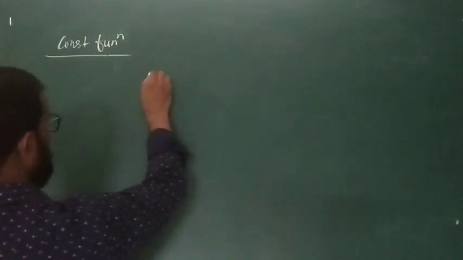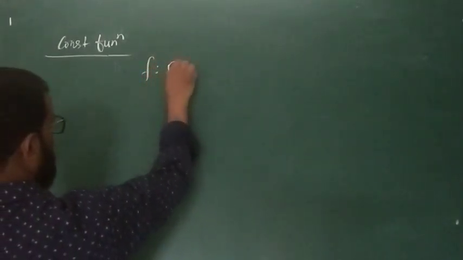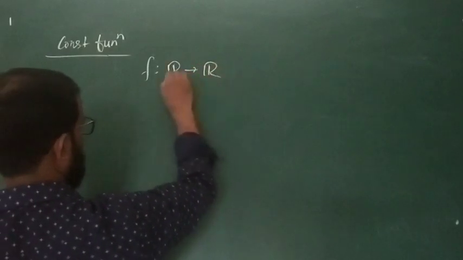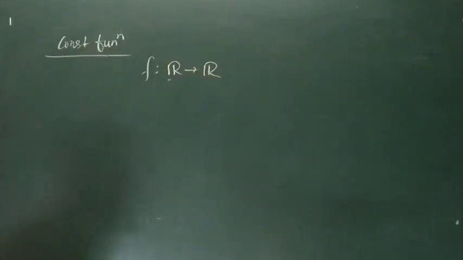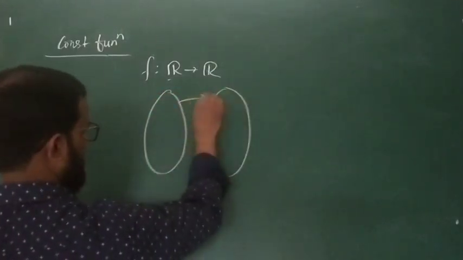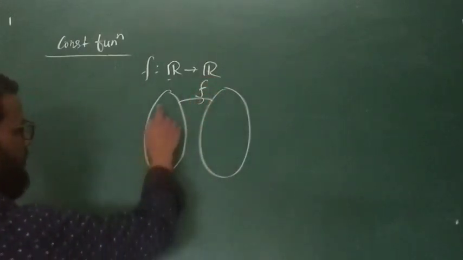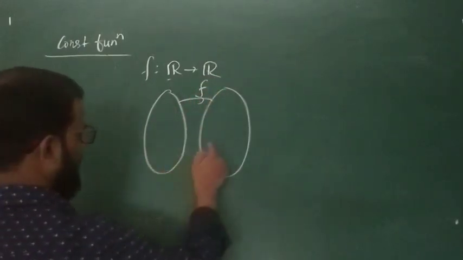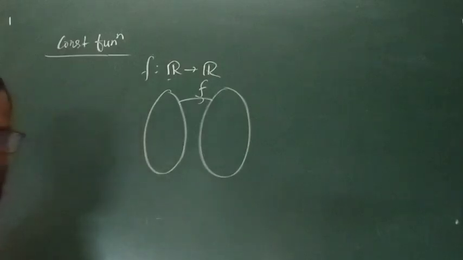Let us know what a constant function is. First, let us review it. You learned it in class 11. Constant function means suppose f is a function from R to R. The largest domain is the set of real numbers, and the codomain is the set of real numbers. Suppose this is a function and all the values of R map with one and only one element of the codomain.